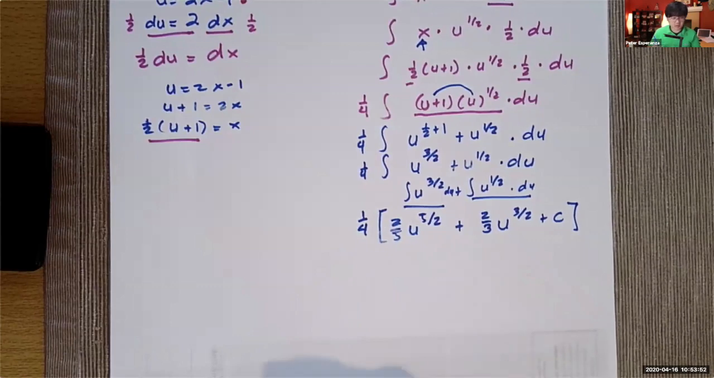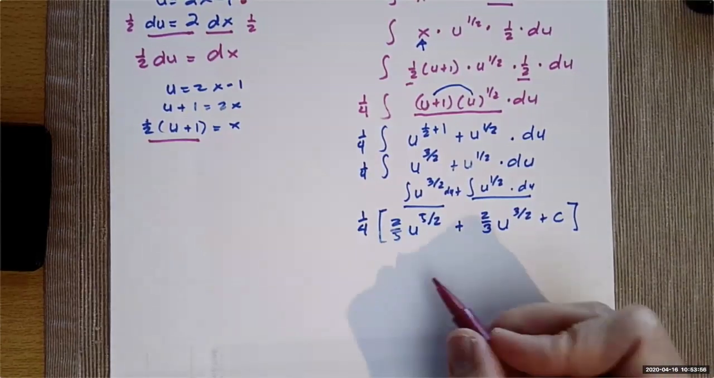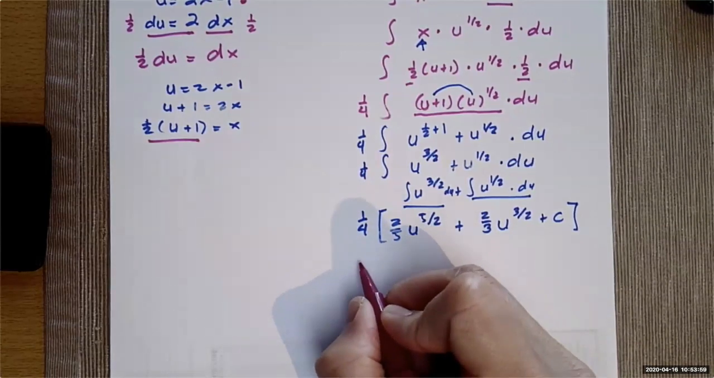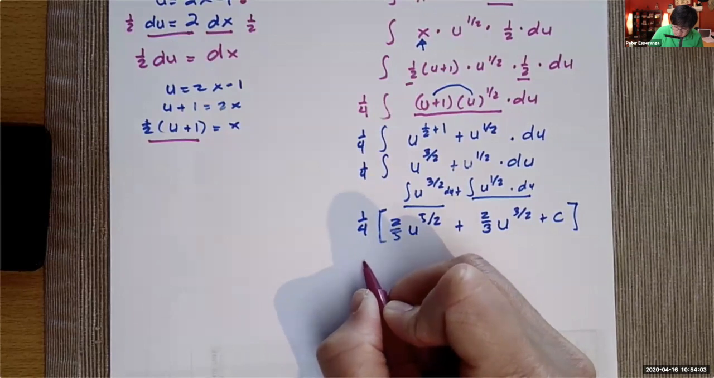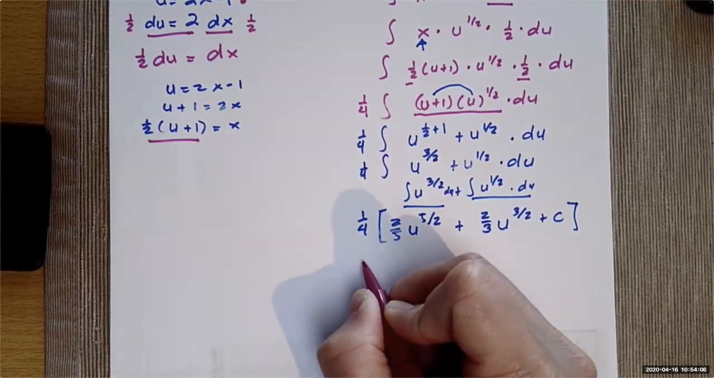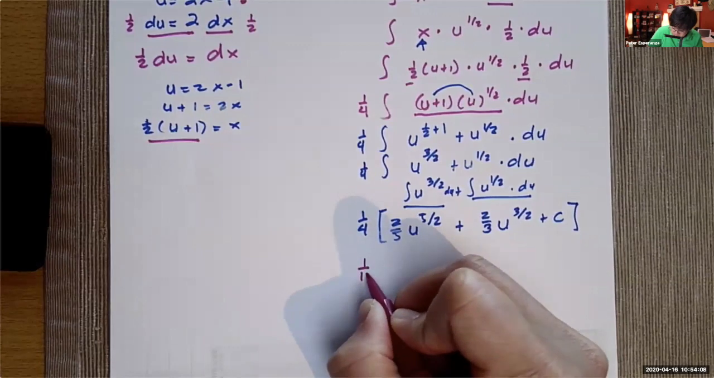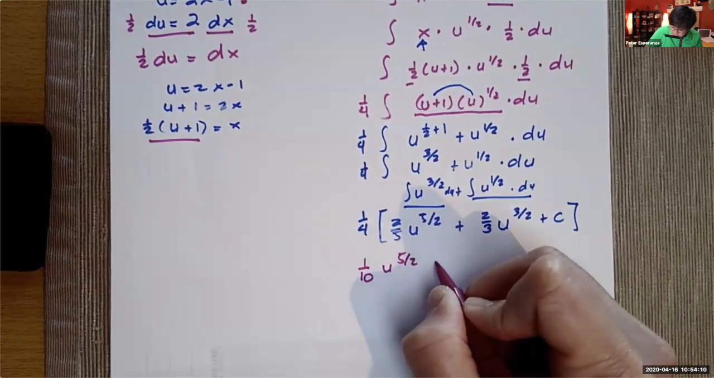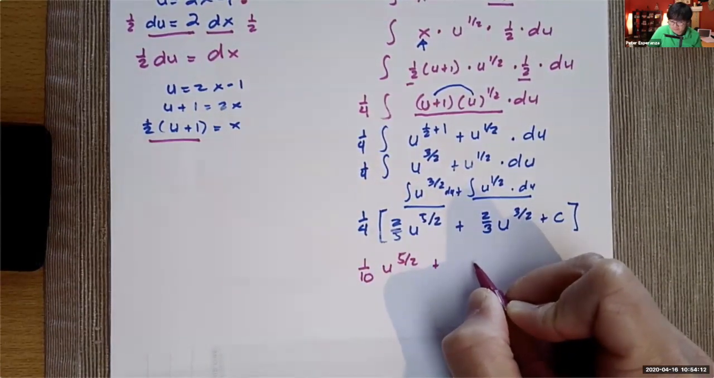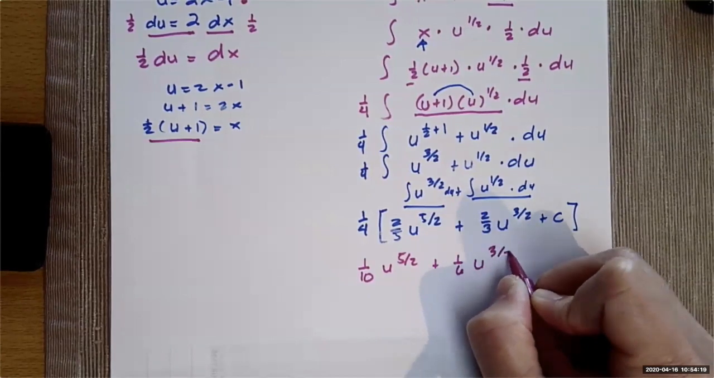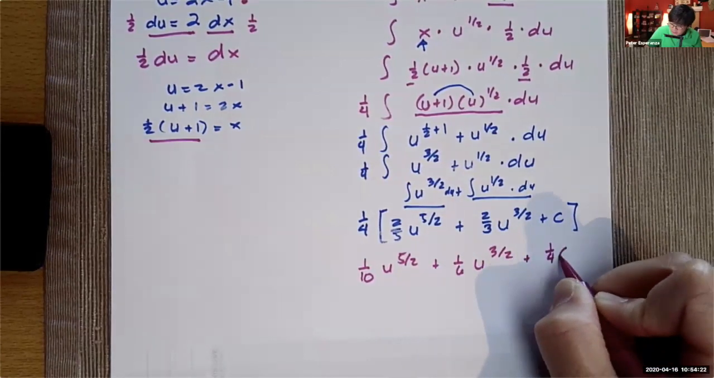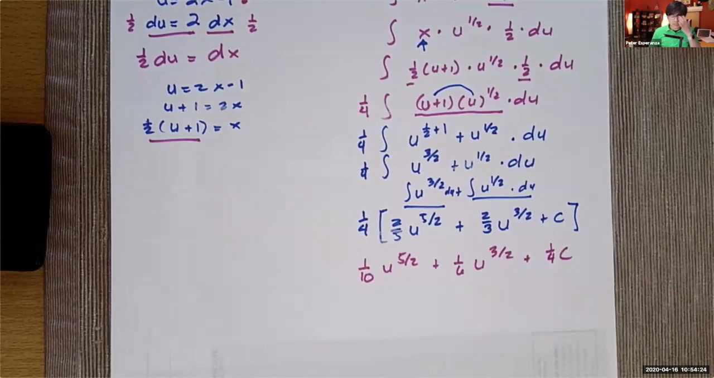this one is easier. Just distribute it. 2/20, or 1/10. Do you want to simplify it yet? 2/20 or 1/10. 1/10 u to the 5/2 plus 1/6 u to the 3/2 plus 1/4 c, or a constant c times 1/4.